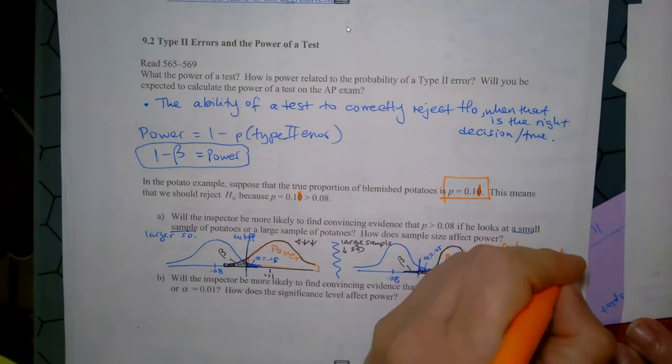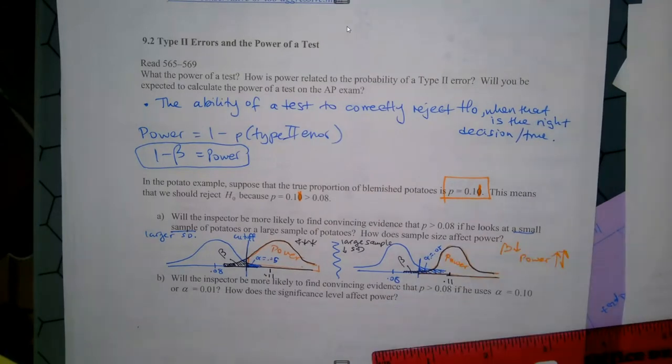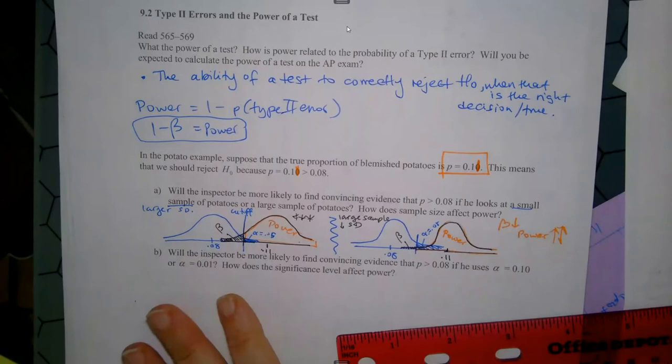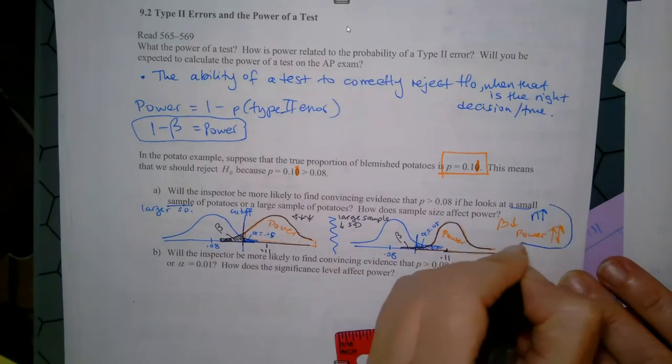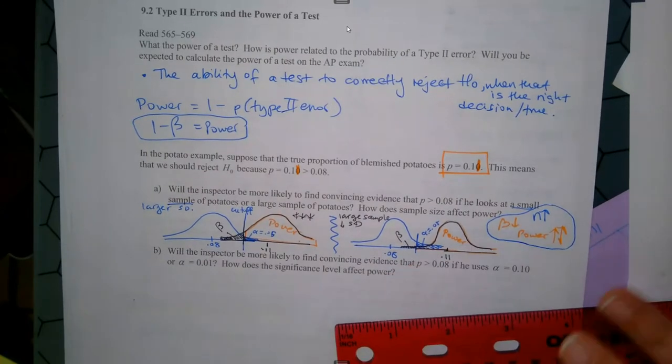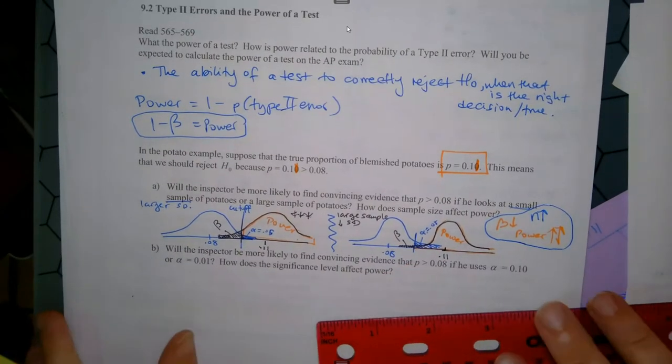So sample size will increase your power because you will be able to reject the potatoes at a smaller sample proportion. So that is a very, very powerful tool, right? Sample size is the best tool you have. Sample size bigger, less type 2 error, way more power to correctly reject your null.